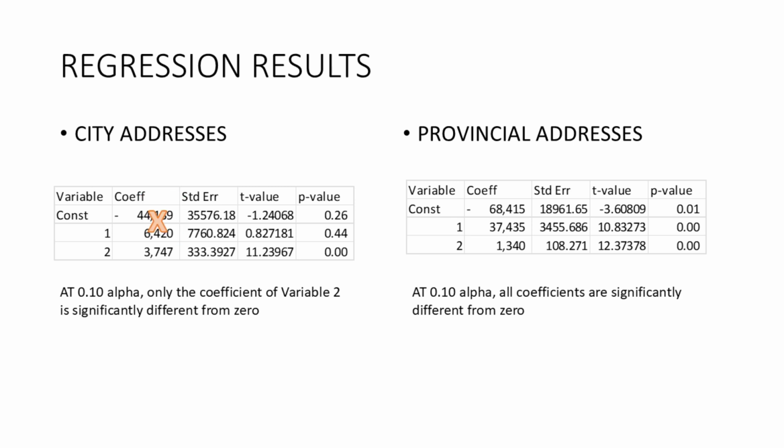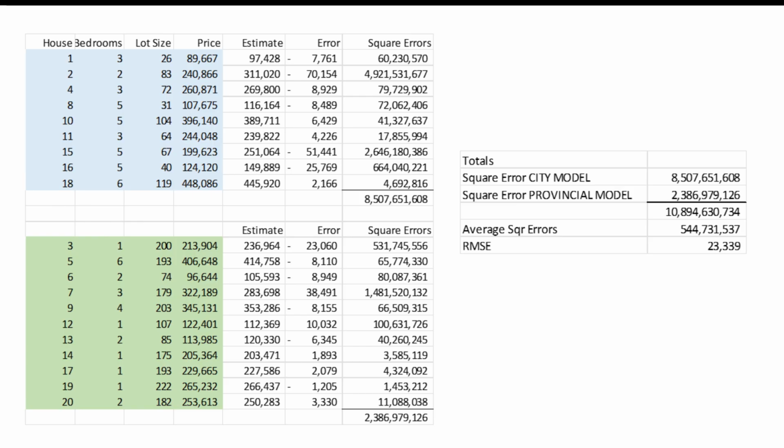For the provincial addresses, all coefficients are significant, so we will use all inputs. Again, we shall look at the sum of the square errors here for both clusters. Then we're just going to sum it all up to get one value for the complete data. Then get the RMSE. Here, the root mean square error is 23,339.